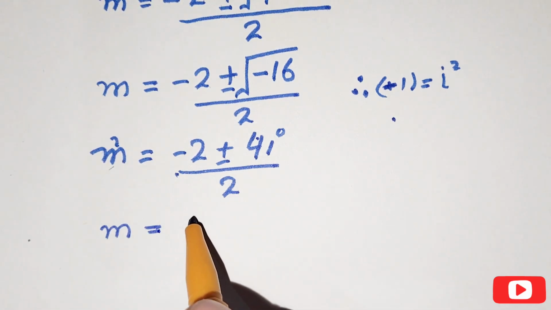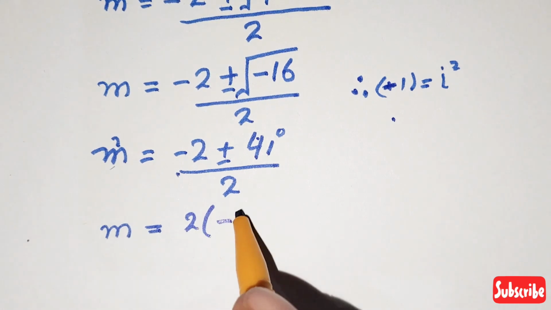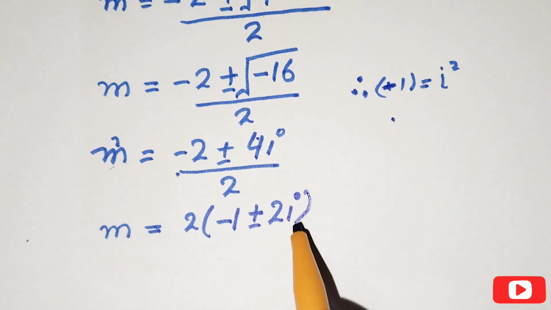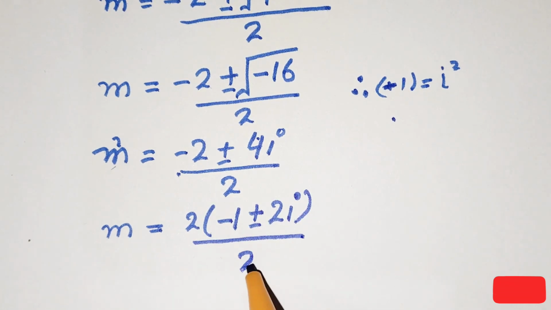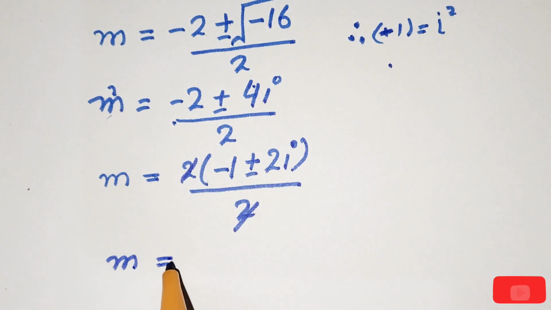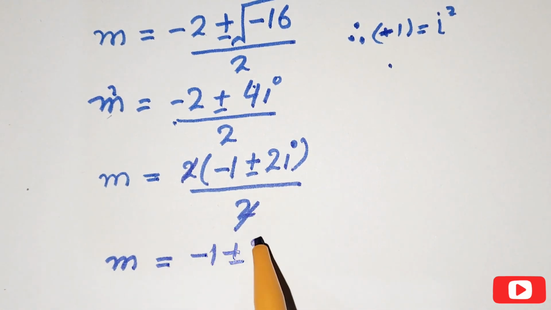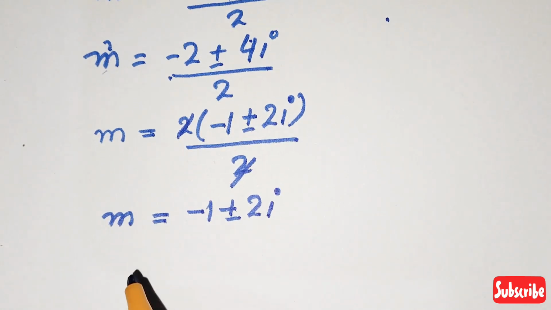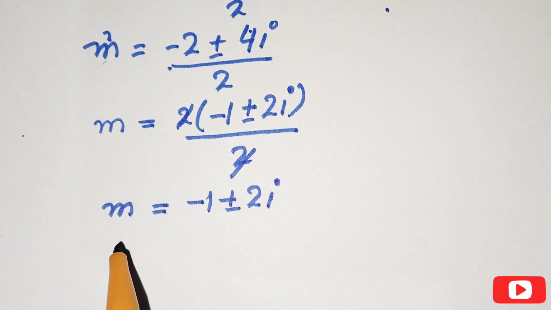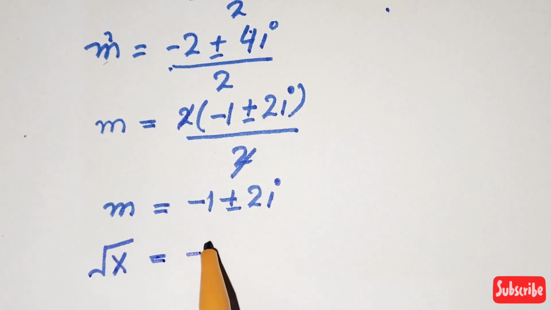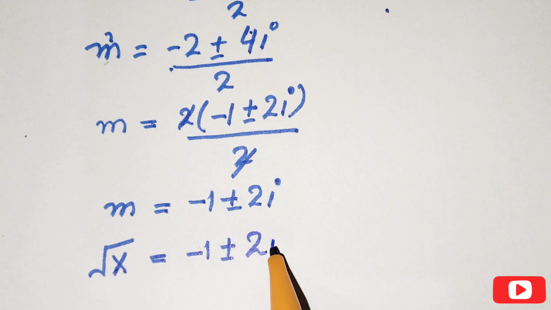So now we are going to write it like m is equal to, taking 2 common, we get 2 times minus 1 plus minus 2i divided by 2. Then cancelling 2 with 2, we get m is equal to minus 1 plus minus 2i. So this is the value of m, and now we recall that the value of m is the square root of x, which is equal to minus 1 plus minus 2i.